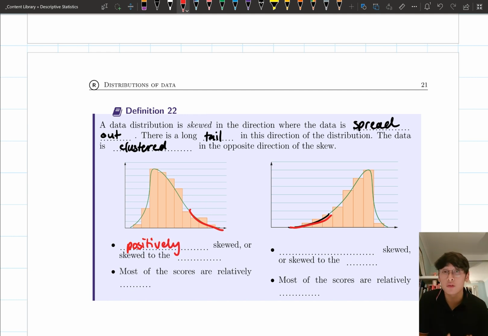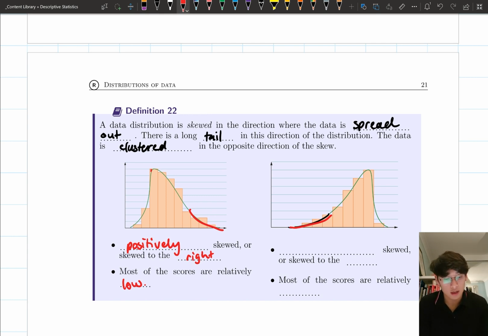Positively skewed. What it says is where the tail is, where the scores are more spread out, if it's on the right hand side, that means it's more on the positive side. That's what it means by positively skewed. So this is skewed to the right. Most of the scores are relatively low. You have a look here, most of the scores push towards the left, and that means you have more lower scores, and this is skewed positively.